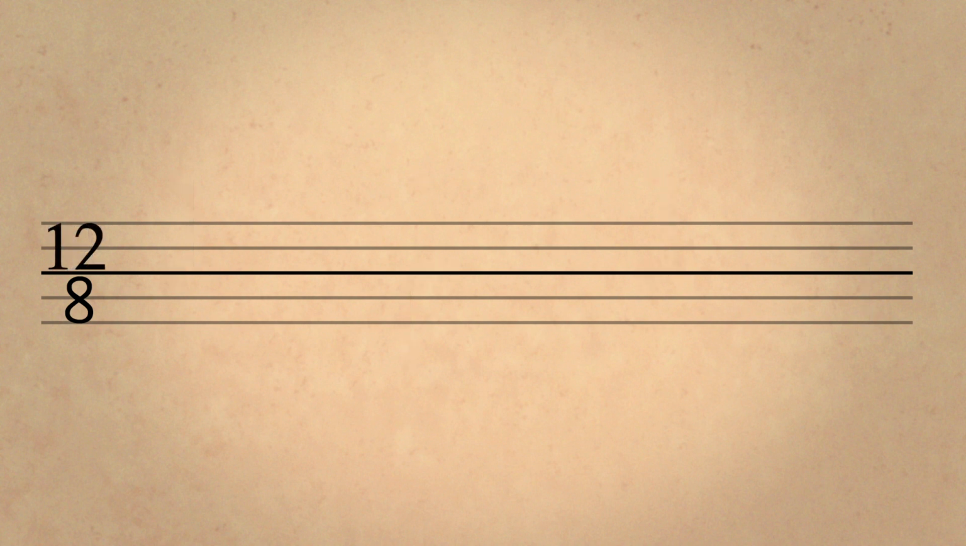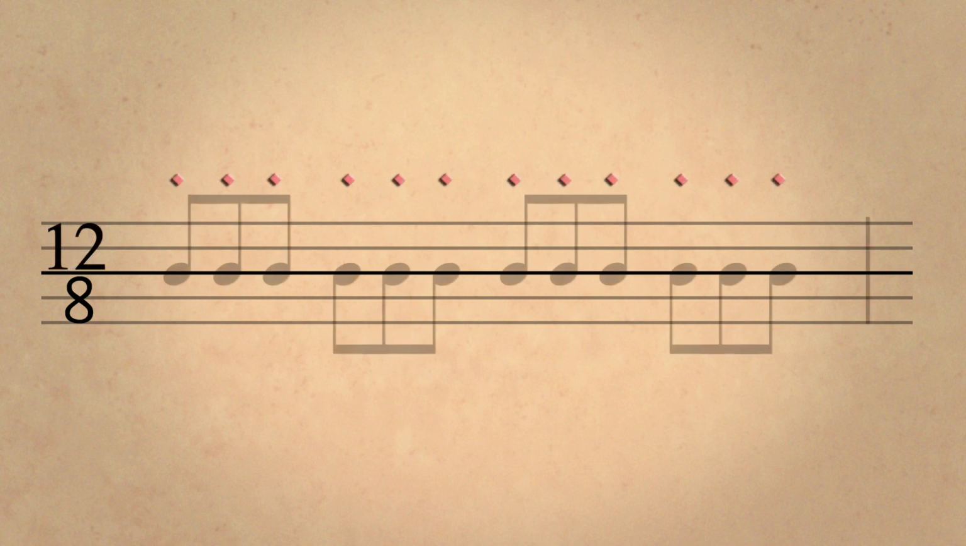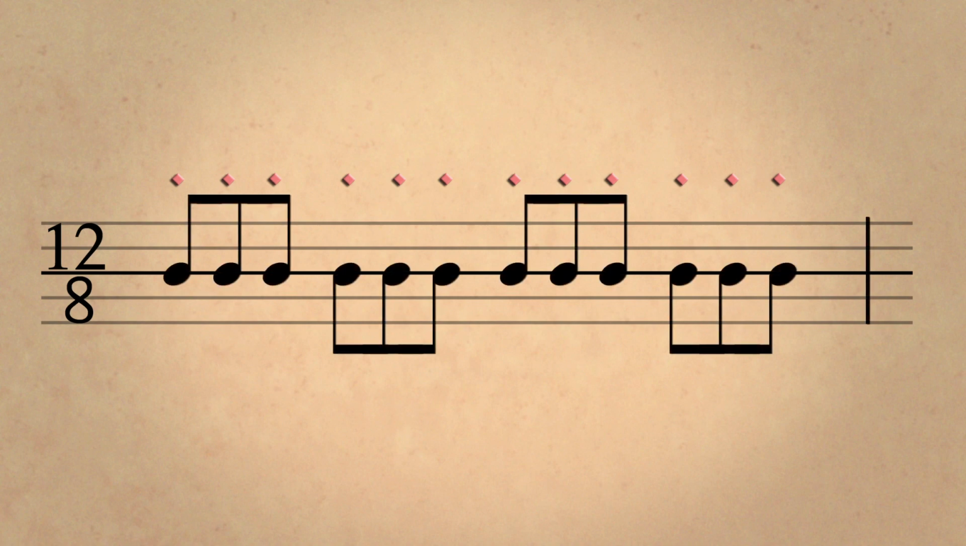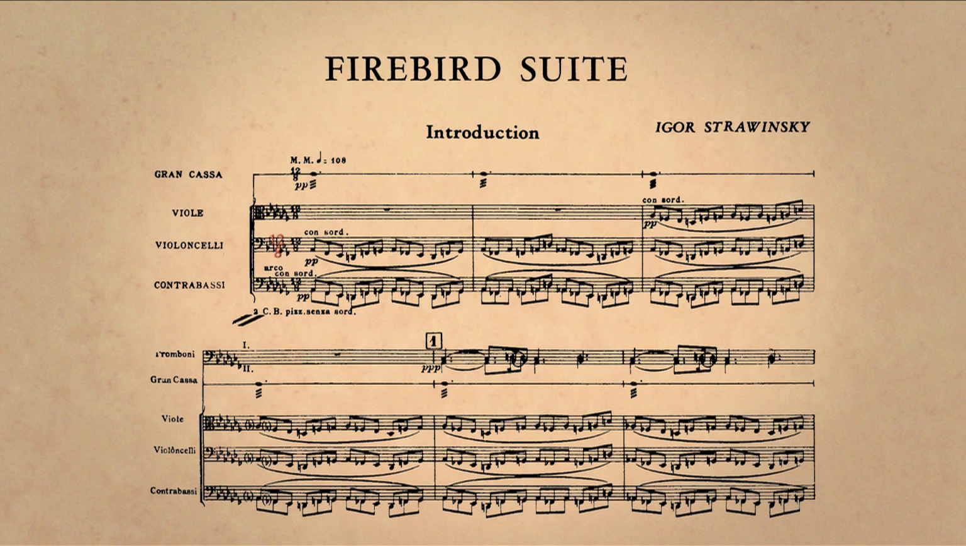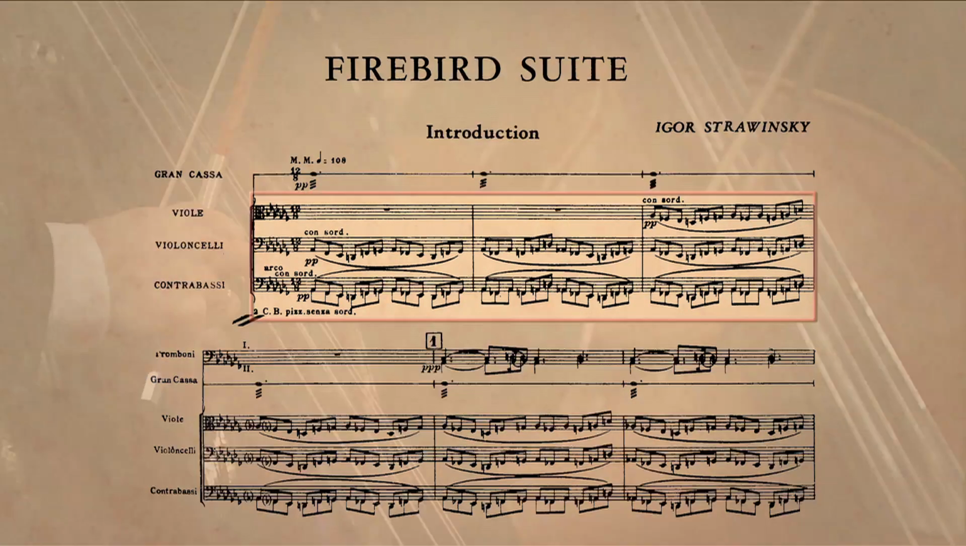12/8 continues in the same pattern. In a slow tempo, 12 beats in a measure with an eighth note receiving 1 beat. If we look at the opening of Stravinsky's Firebird, we see 12/8 at the slow tempo with a feeling of 12 beats in a measure.